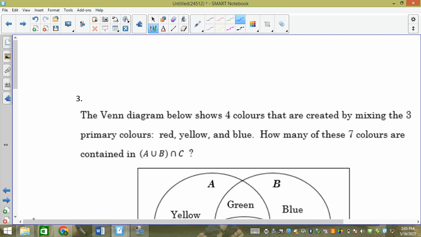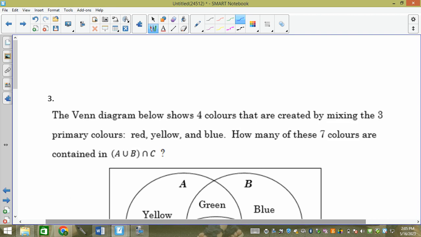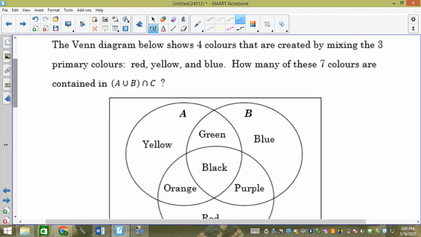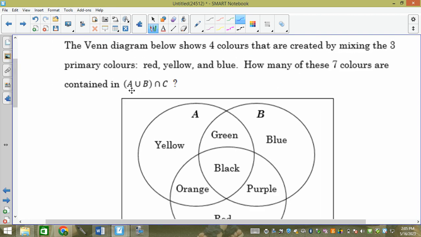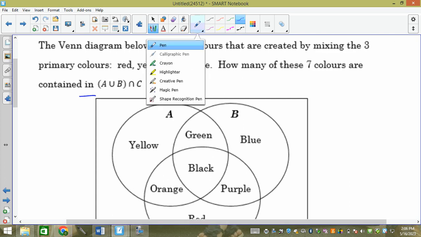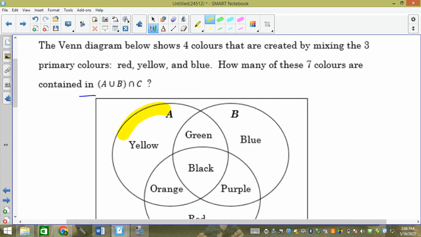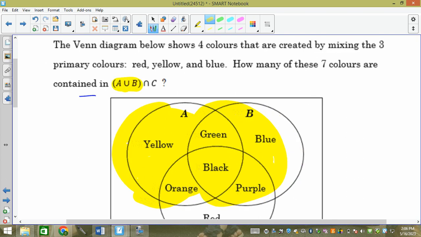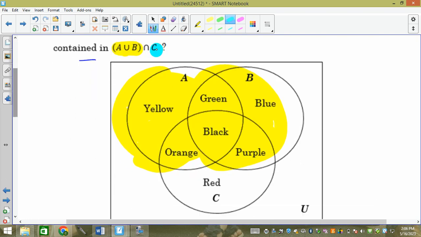The Venn diagram below shows 4 colors that are created by mixing the 3 primary colors, red, yellow, and blue. How many of these colors are A or B and C? So I need to shade A or B first. So A or B is the A or B snowman, right? That's A or B. Then I need to shade C, because that's this one.